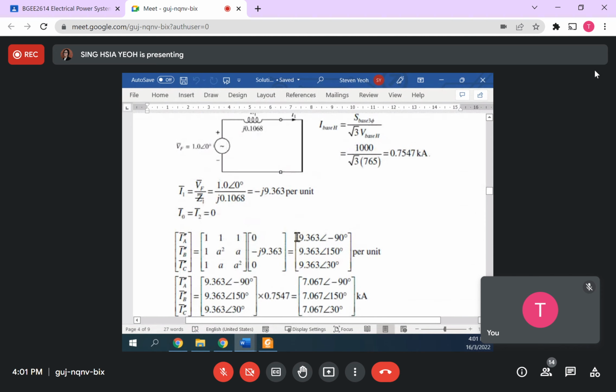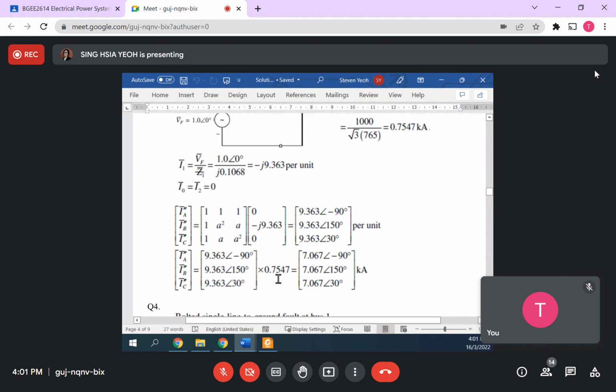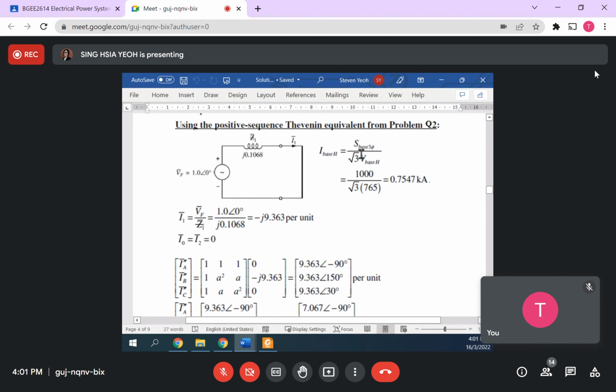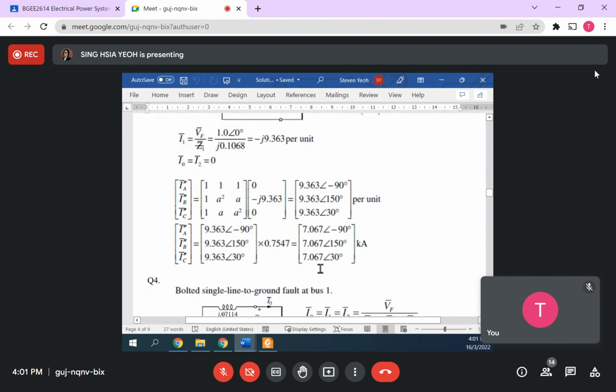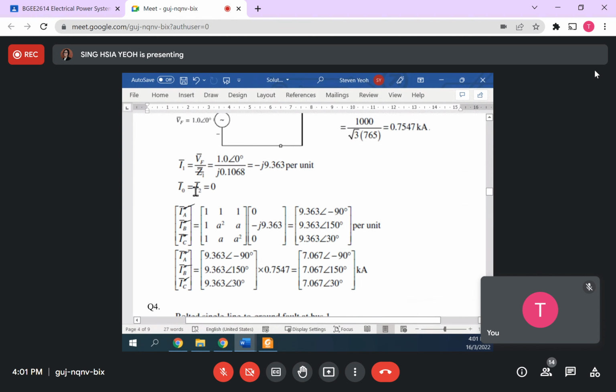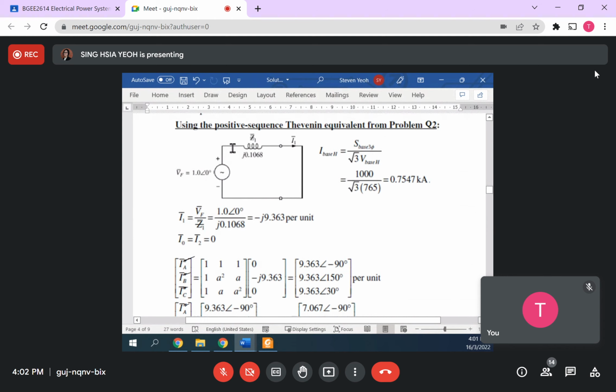Then you convert to IA, IB, IC using the symmetrical components chapter. You get the PU value, then multiply with the base value. The base current is S over root 3 V, 0.7547 kA, then you get the actual value. The double prime here shows subtransient, no need to care about it. You just write IA, IB, IC. The bar also no need to care about. You just write I1, I0, I2.